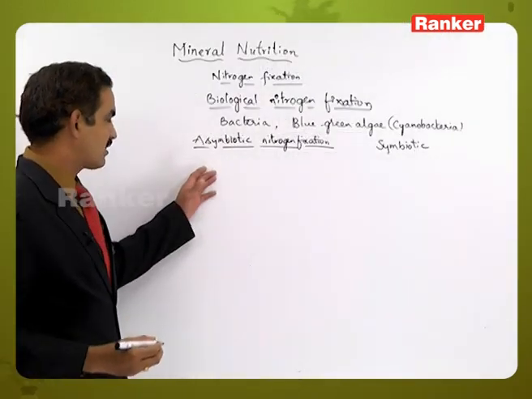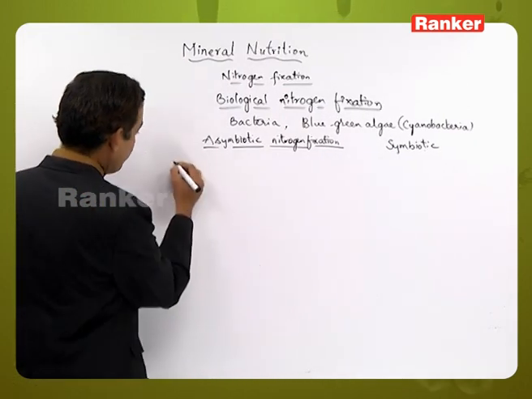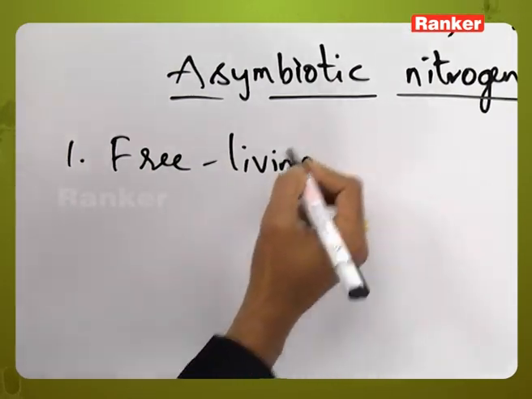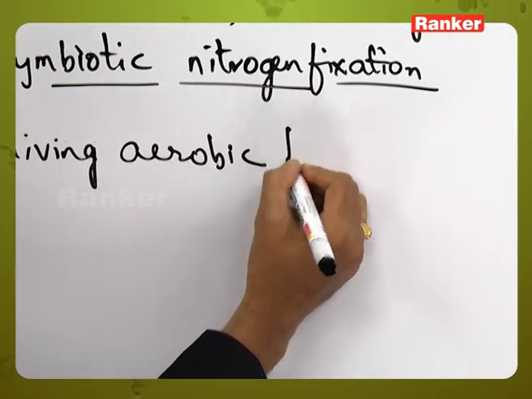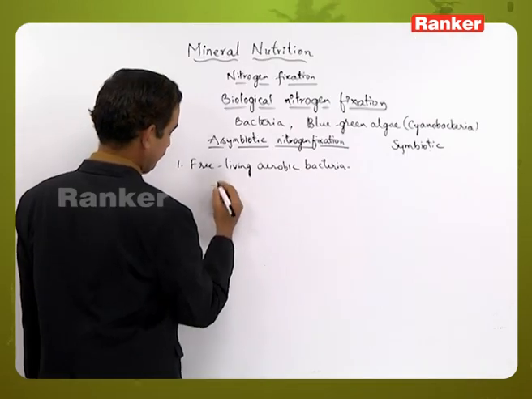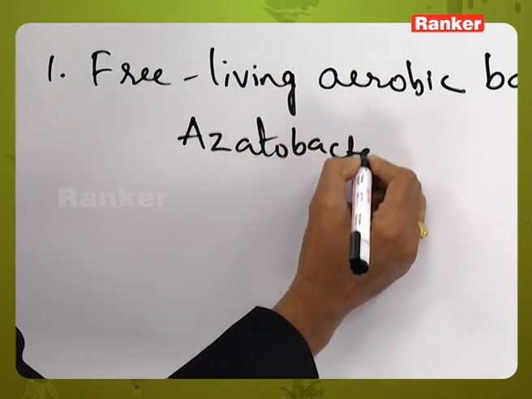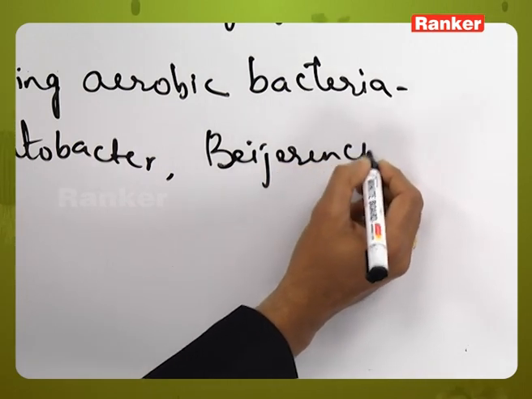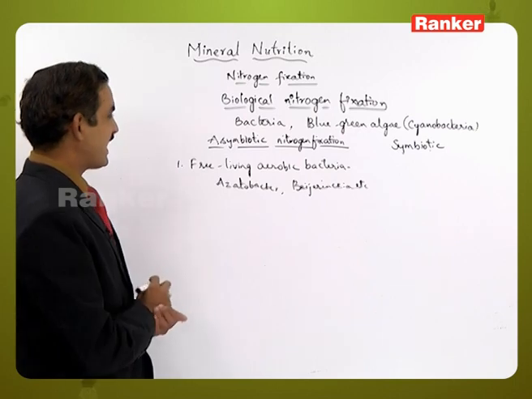So let us see the nature of those organisms which are involved here. One, free living and aerobic bacteria which are involved in this process, like Azotobacter, Beijerinckia are some of the examples of the free living aerobic bacteria.